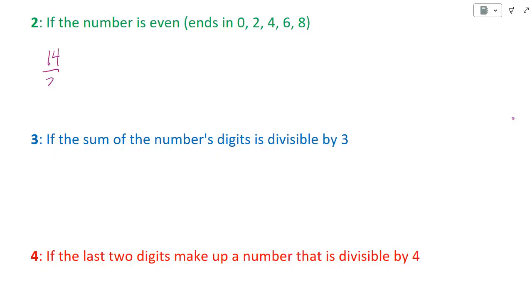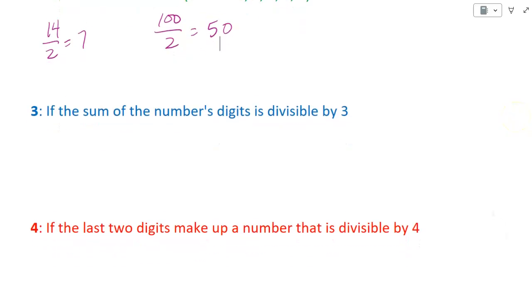You can go ahead and try those out. Again, 14 divided by 2 is 7. Simple as that. 100 divided by 2 is 50. Try any one of those, it'll work out. It's an even number, so it's divisible by 2. Moving right along.